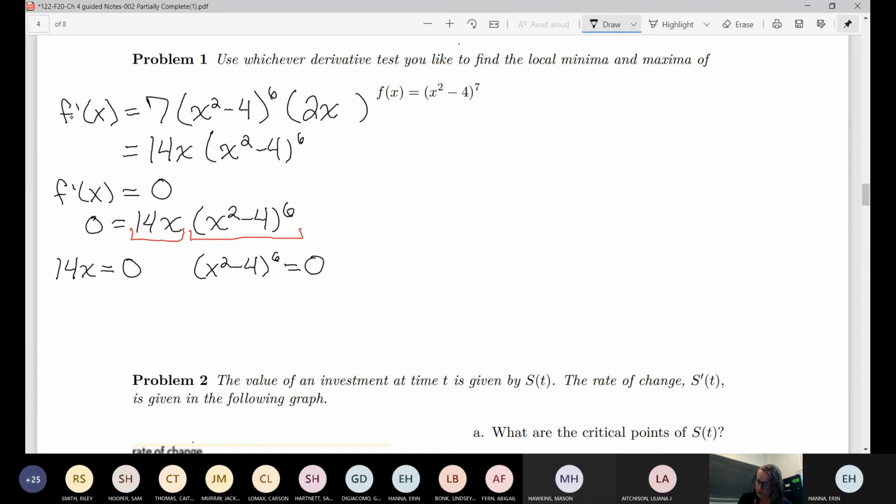Divide both sides by 14. For the one on the left, you'll get x equals 0. Take the 6th root of both sides, but it's okay because the 6th root of 0 is 0. It's not as complicated as if that weren't 0. Add 4 to both sides.